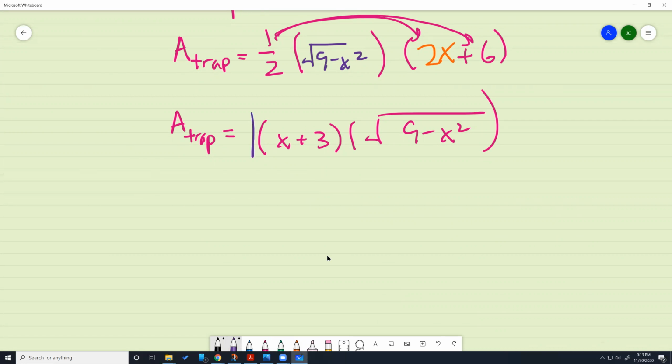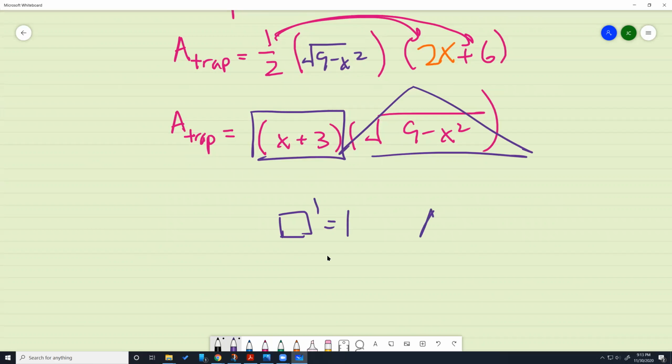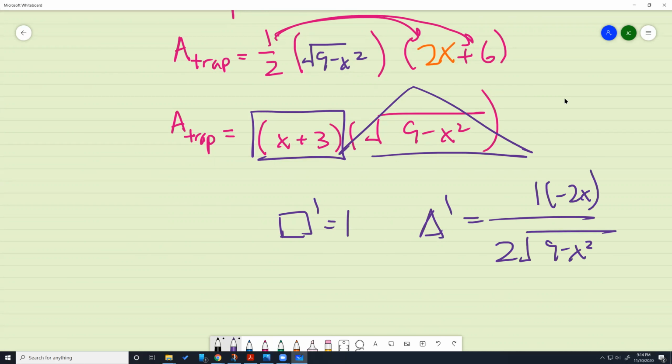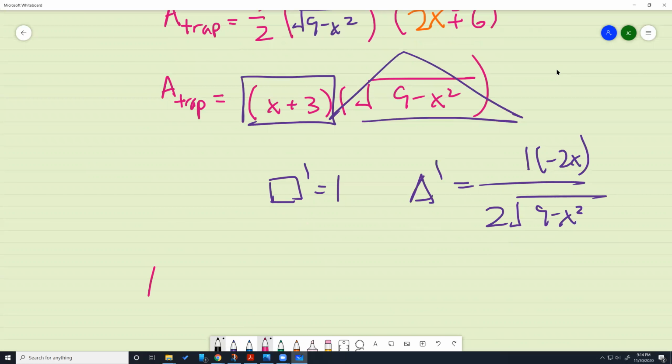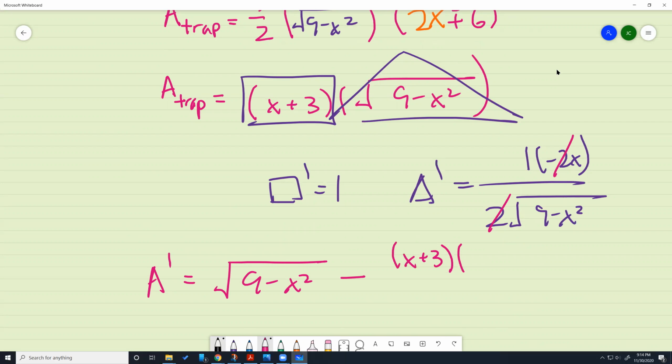But before that, you notice we have to use a product rule. Let me set that up. I'm going to take this derivative kind of quickly. So now the derivative will be this. The twos will cancel out. So we have x plus 3 times x over square root 9 minus x squared.